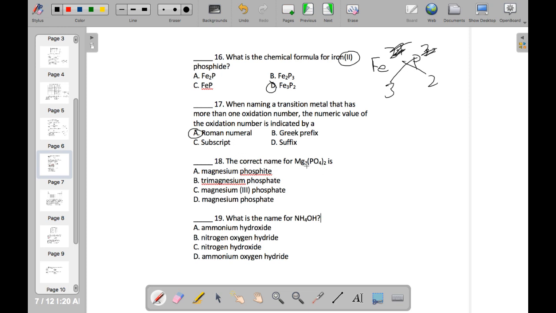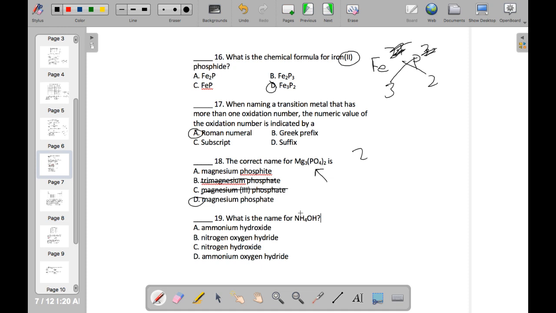The correct name for Mg3PO4 is, well, this is magnesium. There's 3 of them, but we know the cation is always just called the metal's name, so it can't be trimagnesium. And also we know magnesium is in group 2 if you go back to the periodic table, which means it never has a Roman numeral. So we can cross that off. And then you're just going to have to memorize that that's phosphate.